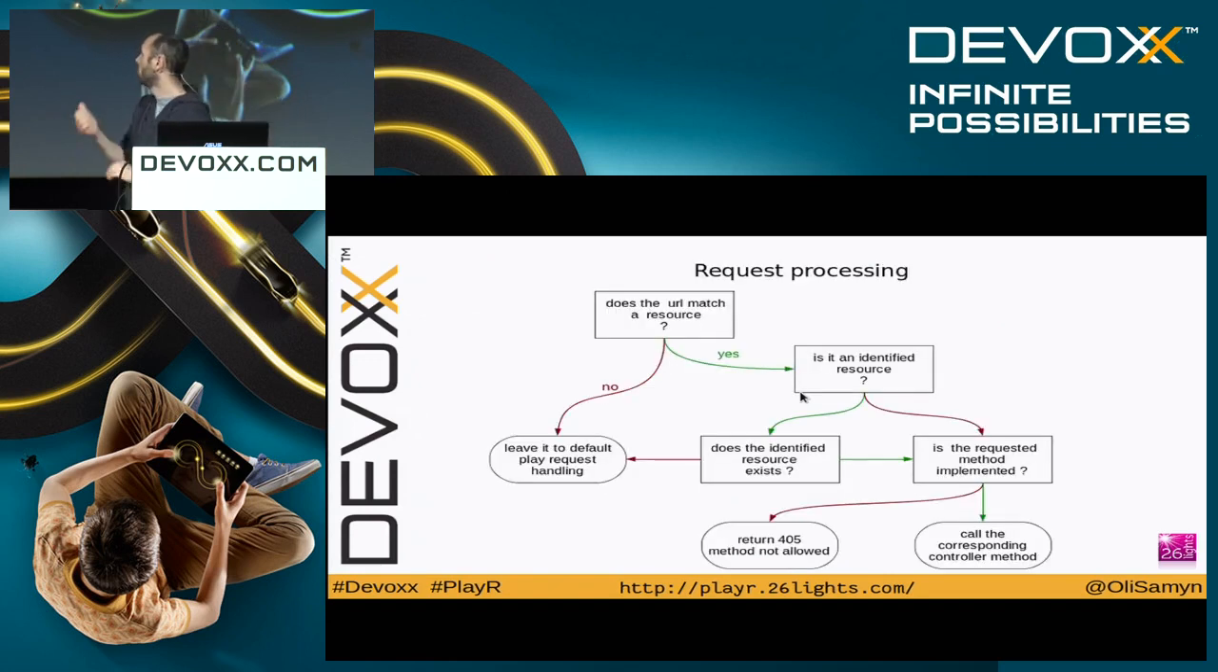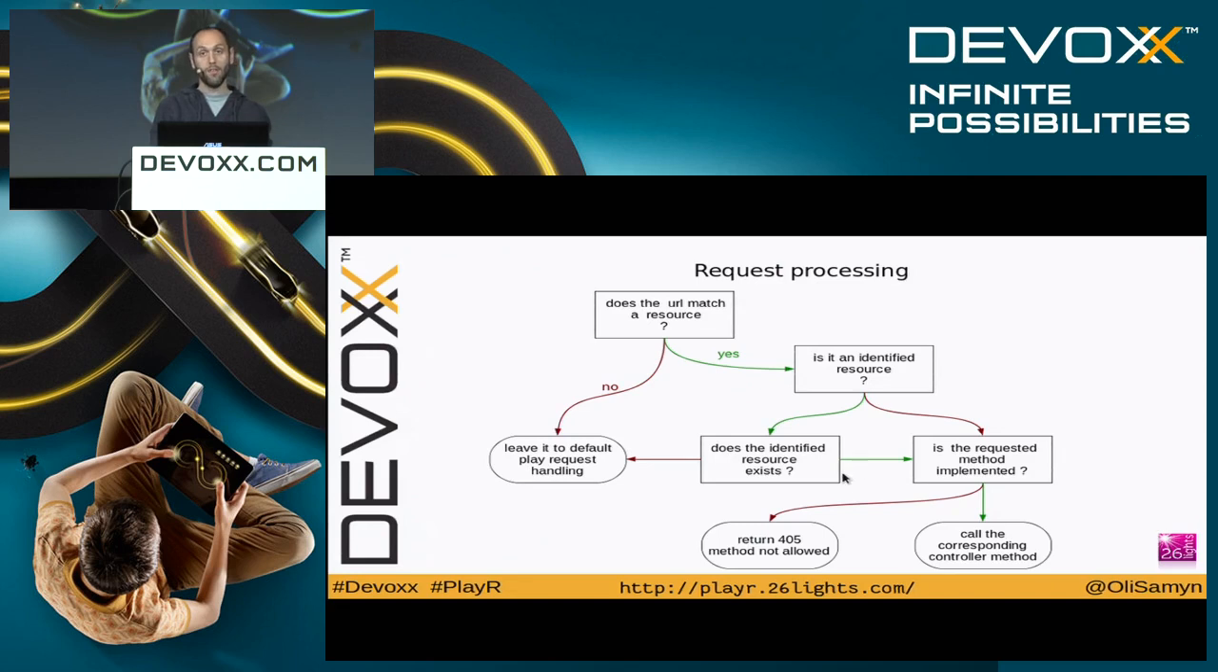Okay, how does Play handle a request? Well, first, it checks if your URL matches your resource, then checks if it's an identified resource, and then checks if you have implemented your method. So if you have implemented the create method, for example, it means that you support HTTP POST, and so if you did a POST on company, it can call the correct create method on that company.